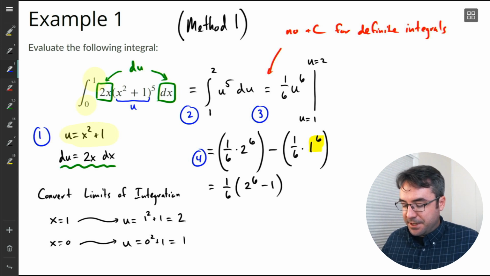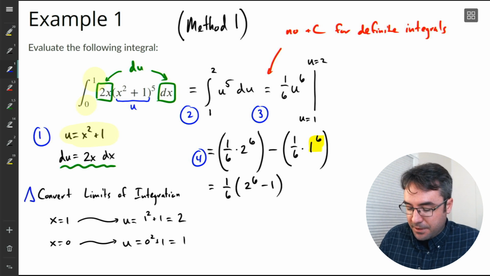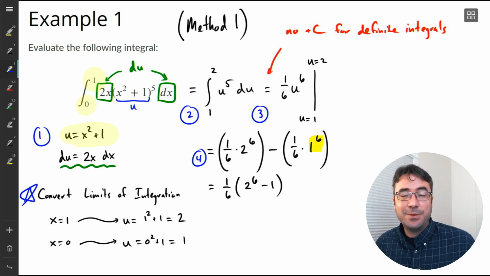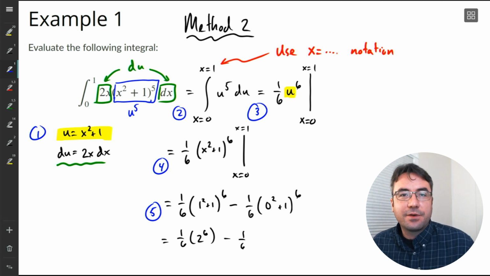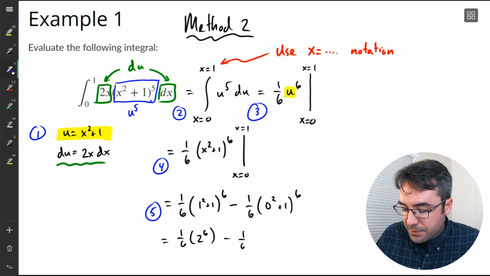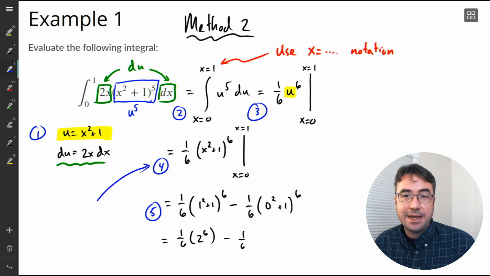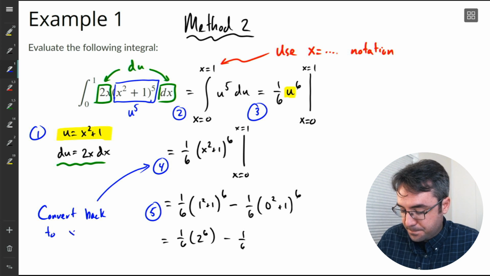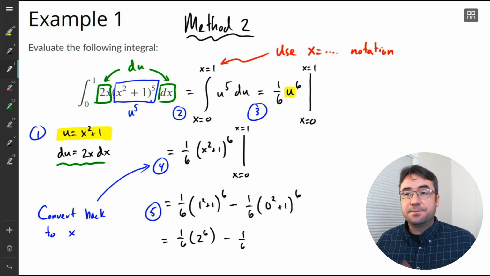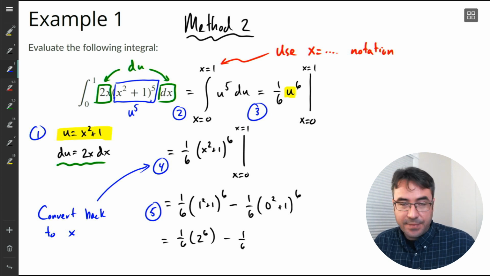So really the only difference here is we converted our limits of integration first, and then we didn't have to convert our antiderivative back to x. We just could plug in right into our antiderivative as it was in terms of u. In method 2, we just kind of skipped over the conversion of our limits of integration, but then the only thing that was new here was in step 4, we had to get our antiderivative back to x. It's the only difference. So whichever one you like better, that's the method you should use.